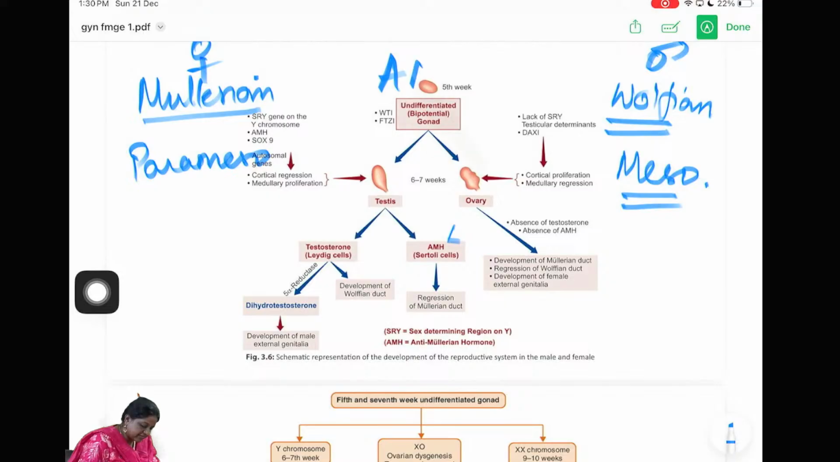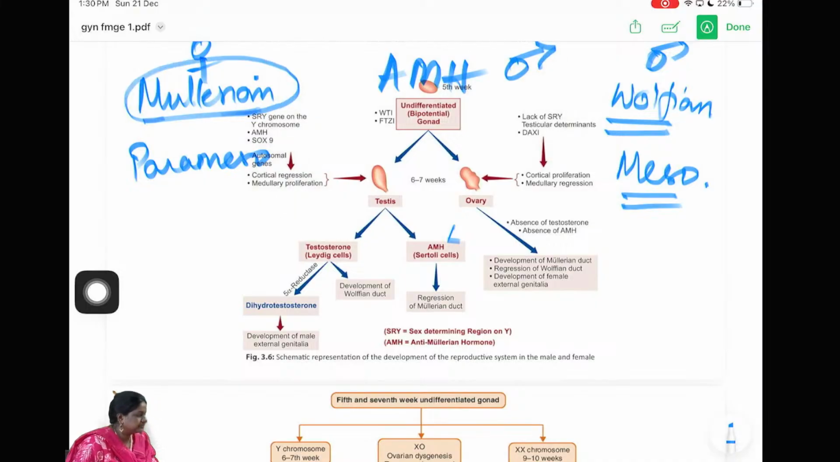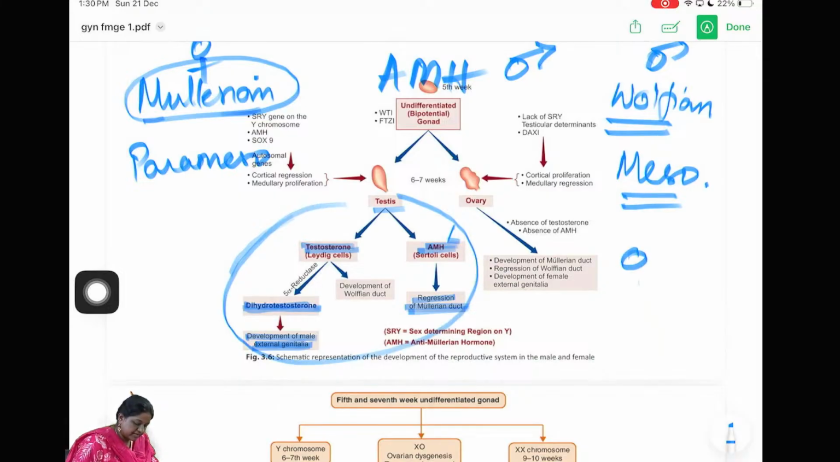So in males it is the Wolffian duct, that is the mesonephric duct, whereas in females it is going to be the Mullerian duct, the paramesonephric duct. You understand? There is a factor called AMH, anti-Mullerian hormone. Anti-Mullerian hormone is present in males to prevent the development of the Mullerian duct, because the Mullerian duct should not be there in males, correct? Testosterone is going to produce dihydrotestosterone and it is going to develop the male external genitalia. And AMH is going to prevent Mullerian duct development. If nothing is there, the baby is going to develop as a female, with Mullerian duct development and female external genitalia.